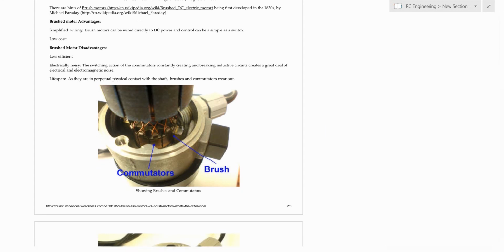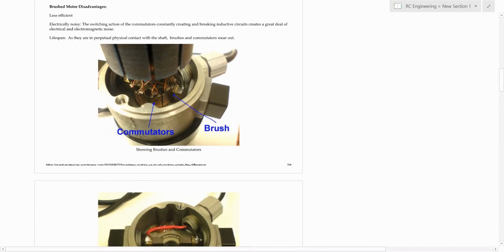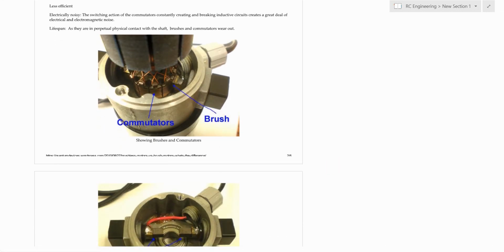Brushed motors' disadvantages: they are less efficient because you have brushes that are actually contacting and rubbing on something. So you have friction, which is a loss, which we don't want. They are also electrically noisy, because the switching action of the polarity all the time will send some electromagnetic noise. Also, lifespan is very small.